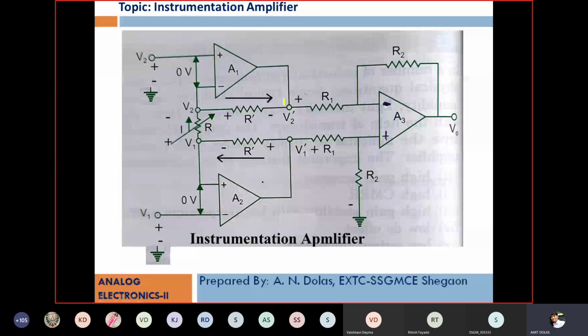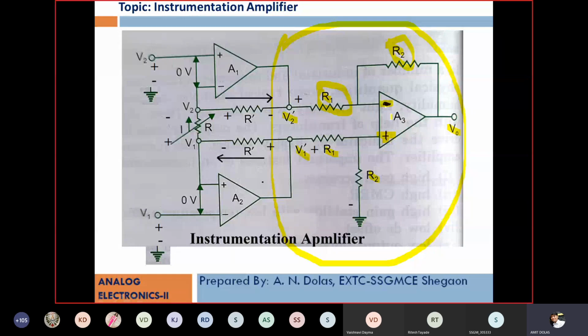Looking into the circuit, only this stage is remaining. I came to the last stage now. Here is V2 dash, here is V1 dash, and by choosing this value R1, R2 into the network, your output will be R2 by R1 into V1 minus V2, where V1 is at the non-inverting input and V2 is at the inverting input.